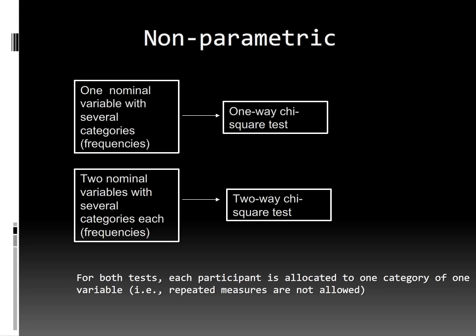It is important to note for both tests, each participant is allocated to one category of one variable. Repeated measures are not allowed.